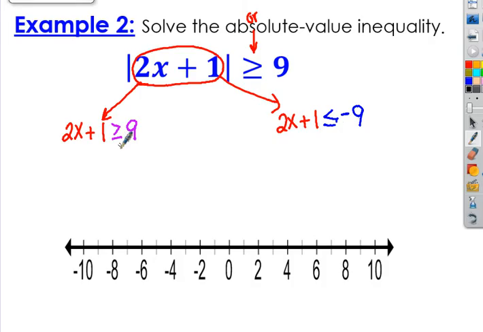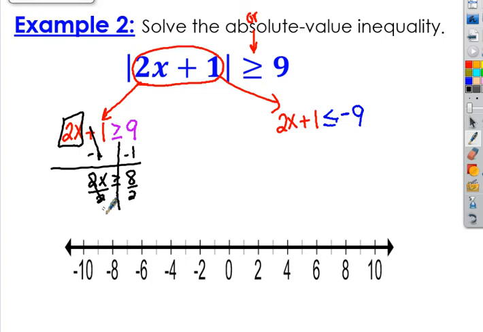Alright, so we're going to graph them. Or, I'm sorry, solve them. Get x by itself, subtract 1, subtract 1. 2x is greater than or equal to 8. Divide both sides by 2. X is greater than or equal to 4.